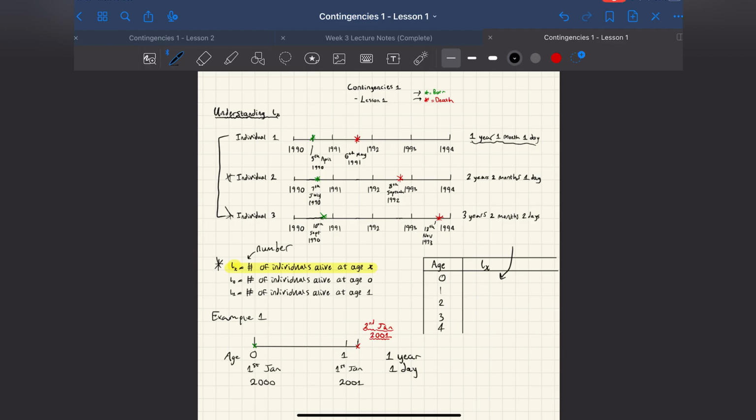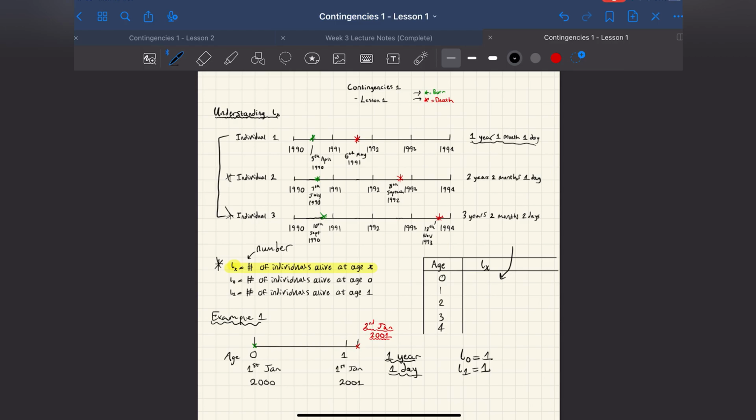Now, you can see with this example one here that this person was born on the 1st of January 2000 and died on the 2nd of January 2001, which means they lived for 1 year and 1 day. This person, of course, was born, so they would be included in this L0 count, but this person would also be included in this L1 count. Even though they died 1 day after their first birthday, they were still alive during their first birthday, therefore they would be included in this L1 count.